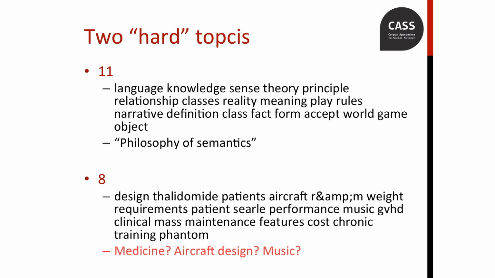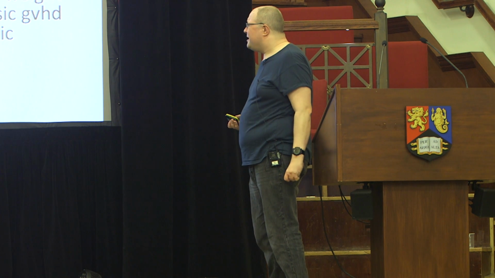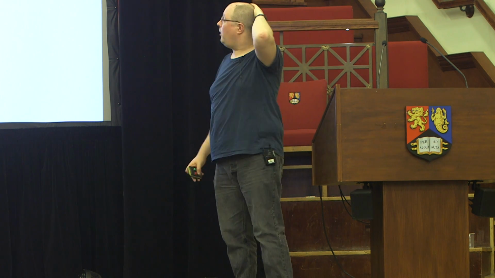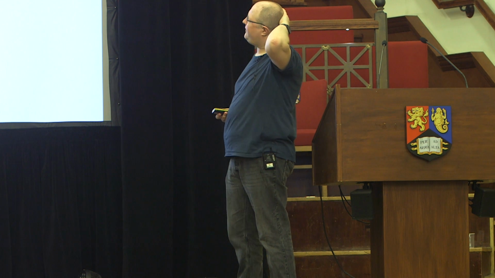Number 8: design, thalidomide, patience, aircraft, weight requirements, patience, Searle. I'm sure Searle belonged in 11, but never mind. Performance, music, GVHD, clinical, maths. And I'm like, medicine, music, aircraft design, what? I don't know. Topic 17, if you have a suggestion, I'd be delighted to hear it. I just couldn't come up with anything for that one. Linguistics, animals, discharge, animal and animals. So there's something animals going on there, but everything else doesn't fit. So, yeah, I just call that hodgepodge.